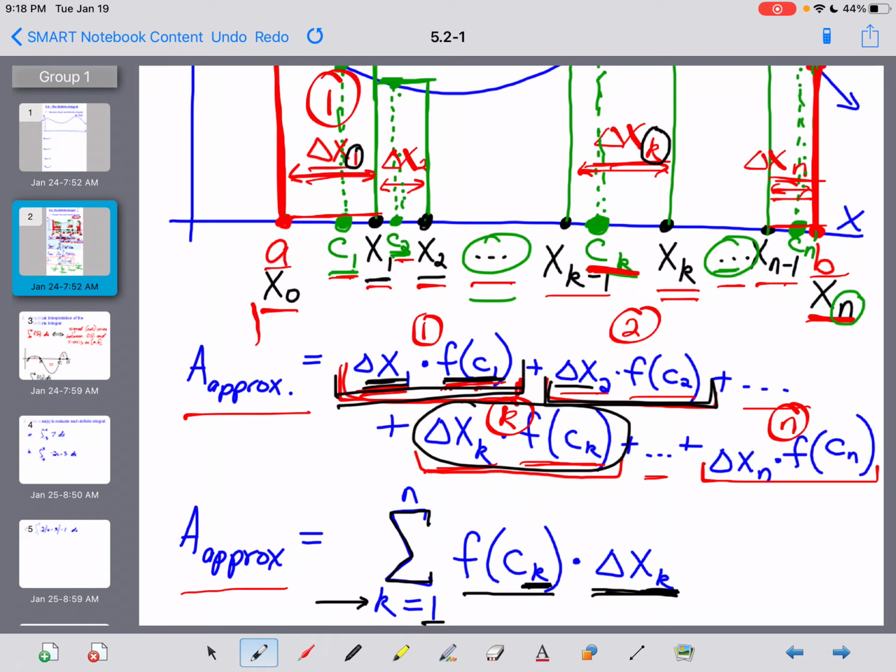And you would keep going on and on until your k value reaches this number right here. And you do use this number, everybody. You just don't go any further after that. So the last value for k we would put in would be n. And our last rectangle's area would be found by multiplying f of c sub n by delta x sub n.